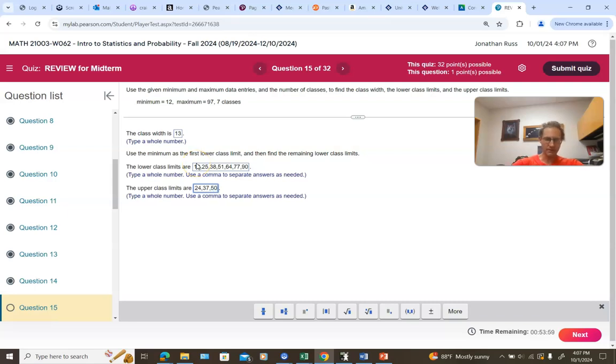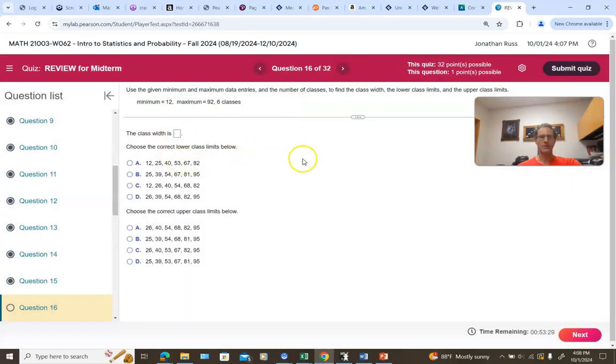37, 50, 63, 76, 13 more would be 89, and that's 6. I need one more, because see, 90 is the lower class limit for the last class, so 13 more than 89 would take me to 102. Okay, and that should be it.